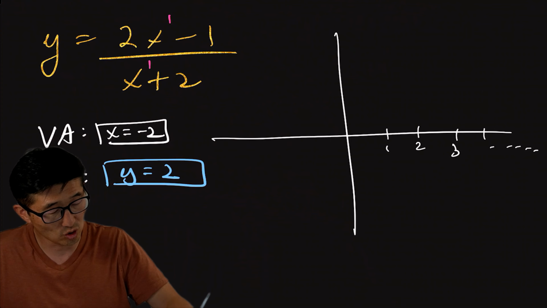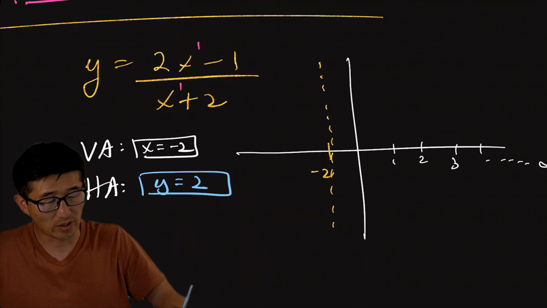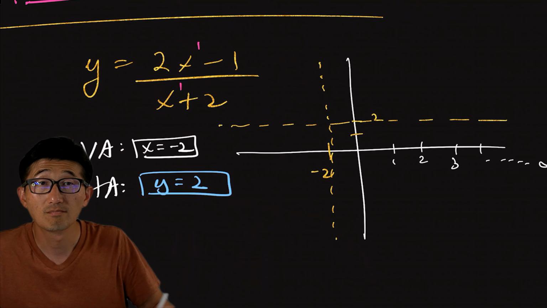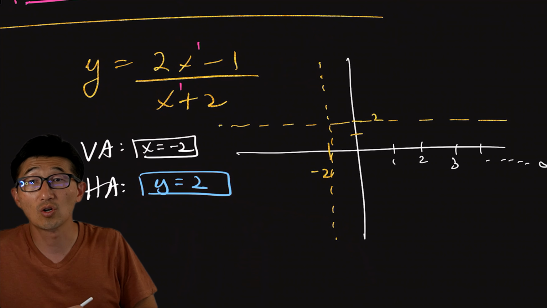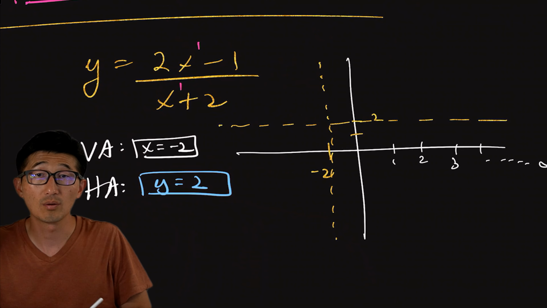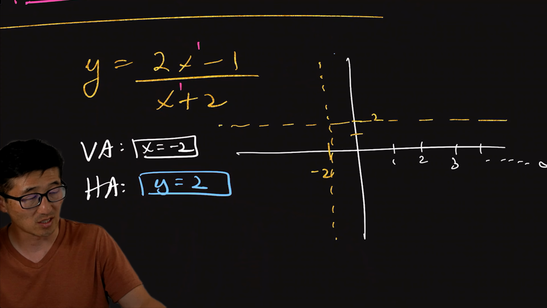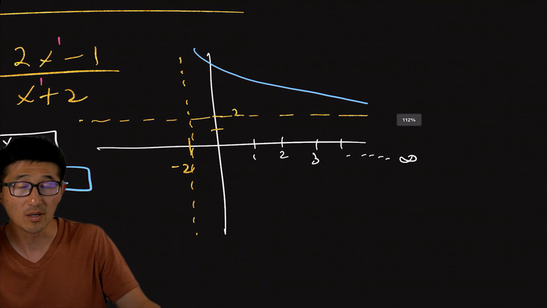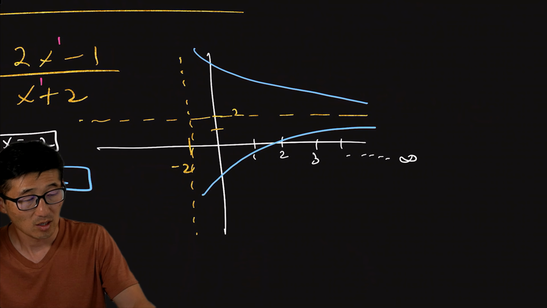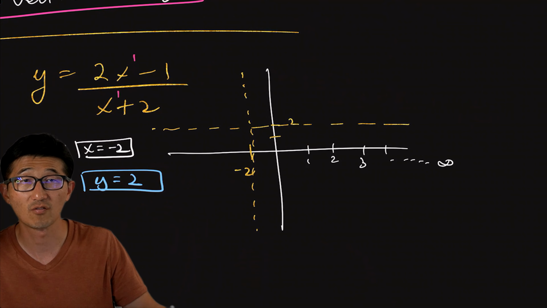Now you just go like this. Here's negative 2. You draw a vertical asymptote. Here is positive 2, the horizontal asymptote. Those are your guidelines, your asymptotes, meaning your graph is not going to touch those. Now the question is, is the graph going to be like this, above? Or will it come from the bottom and go like that? Well, that's easy to tell. Just plug in a number like 1. If you plug in 1, what do you get?